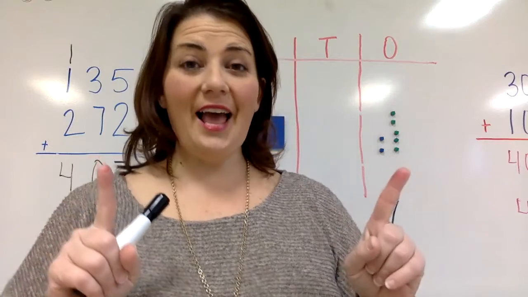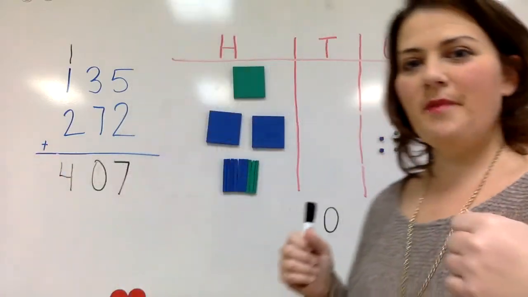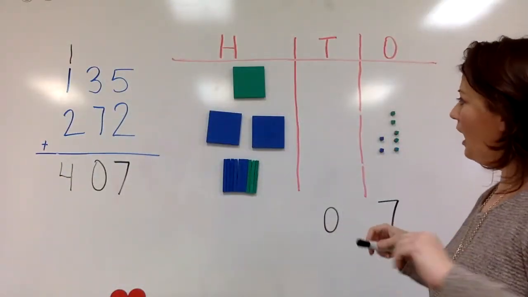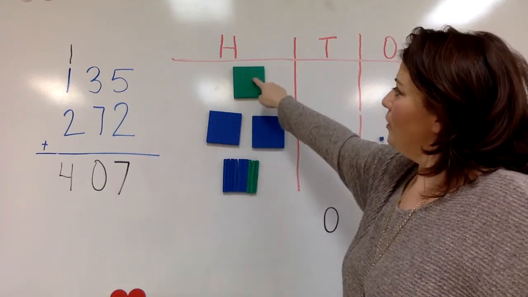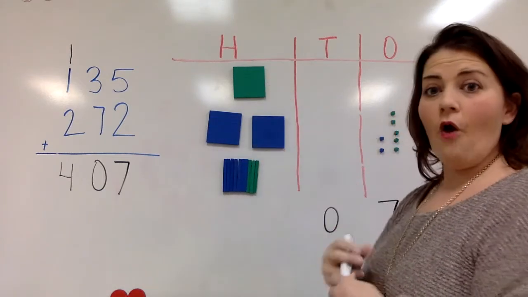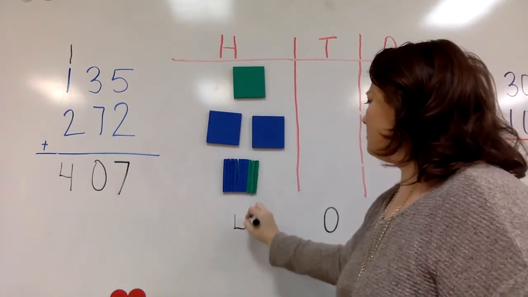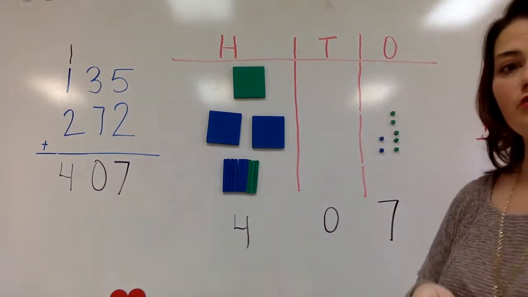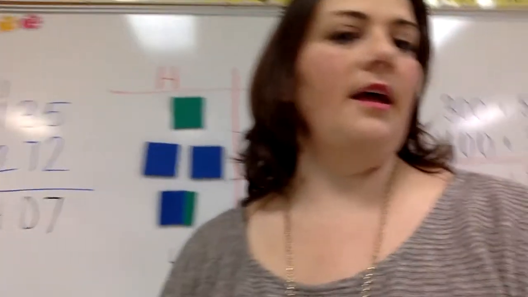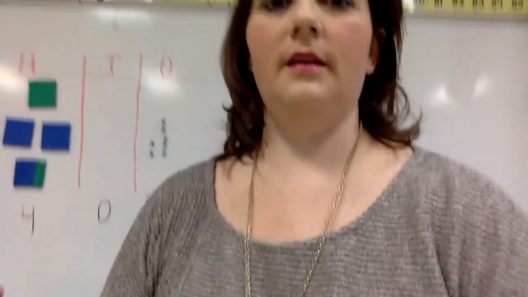So, glad you're watching. Now, let's get back to our math. So, how many hundreds do we have? 100, 200, 300, 400. So, our answer is 407.